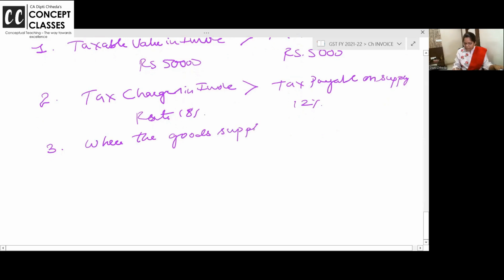Then also you will have to issue a credit note for sales return, when the goods supplied are returned by the recipient. Nothing but sales return is the third case.